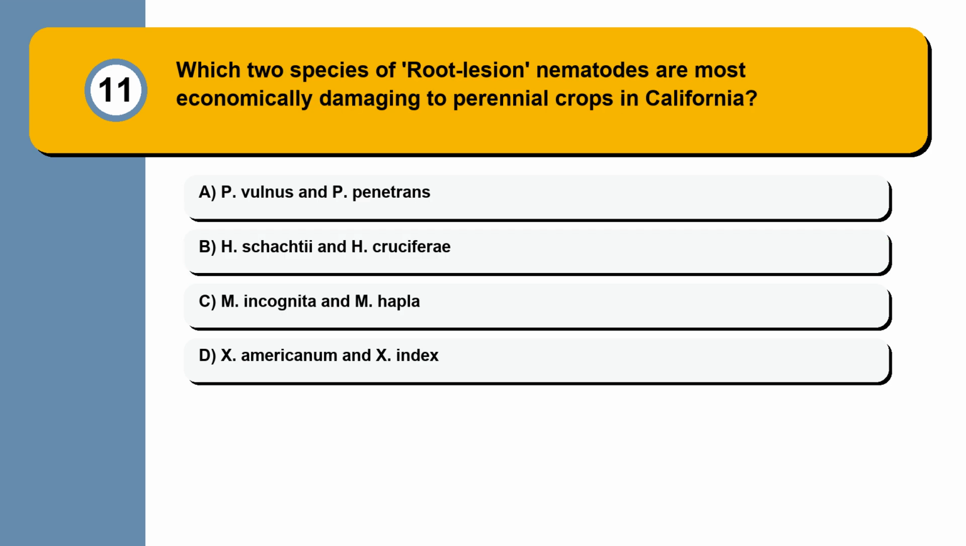Question 11. Which two species of root lesion nematodes are most economically damaging to perennial crops in California? P. vulnus and P. penetrans. H. schachtii and H. cruciferi. M. incognita and M. hapla. X. americanum and X. index.